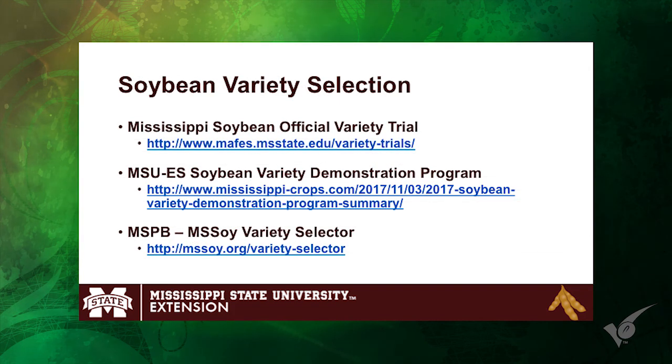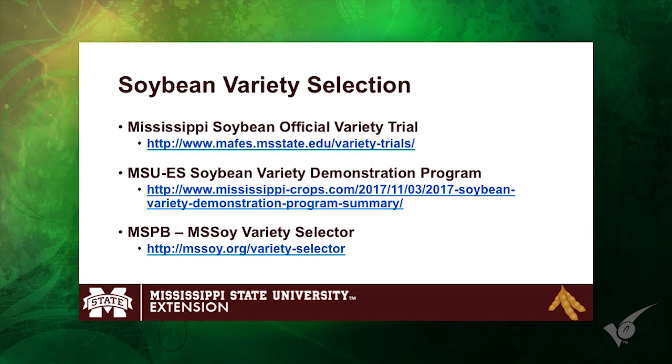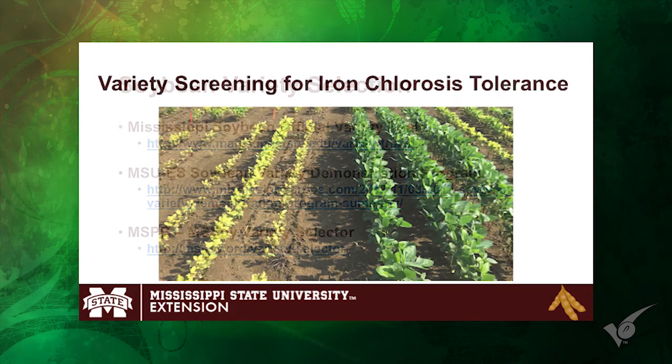Of course, we have resources for varieties. I just want to mention a couple of things. On the table outside, we have our own farm variety summaries. You can get online and look at the data from the Mississippi official variety trials. That's been available since the end of October. The Soybean Promotion Board website, mssoy.org, has a variety selection tool that is really handy. It pulls a lot of data from across different states. I would encourage you to check that out.